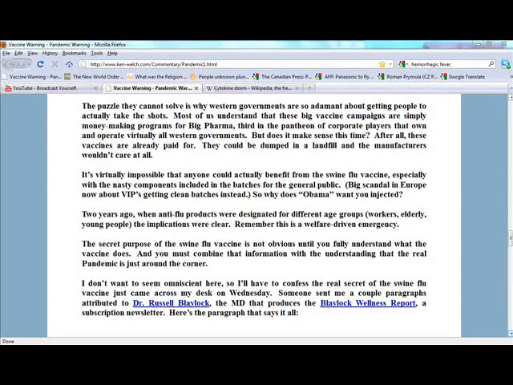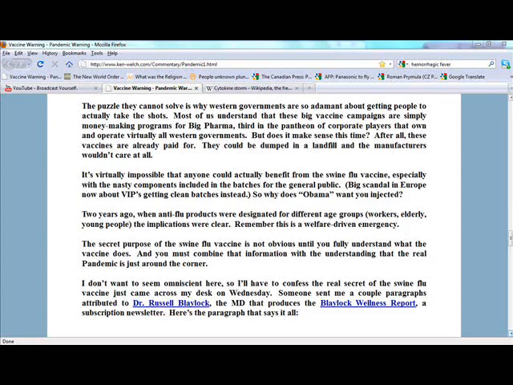Now I'm going to cut to his analysis on how this puzzle fits together with the swine flu vaccines, the swine flu itself, the chemtrails that have been sprayed for the last 10 years, and the depopulation agenda of the New World Order. So I'm just going to read verbatim for a minute.